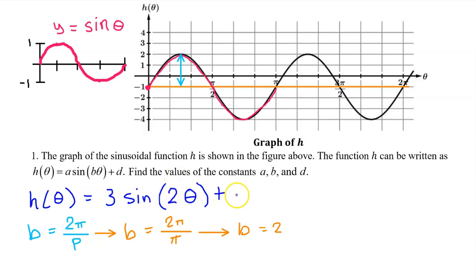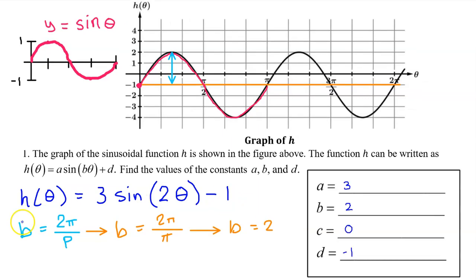Finally, the d value is given by the midline, which is y equals -1. So the d value is -1, which we will simply write as -1.